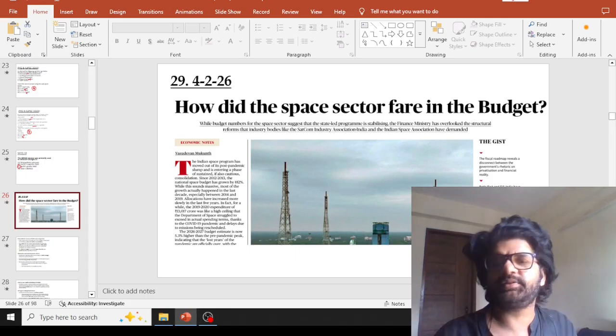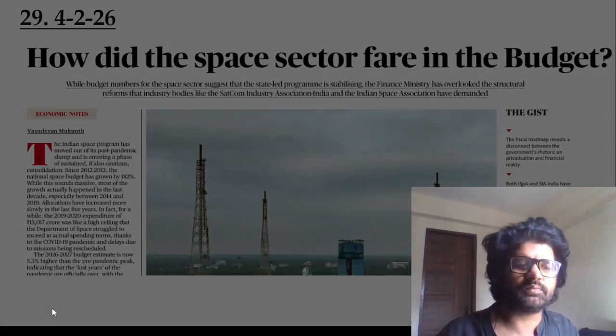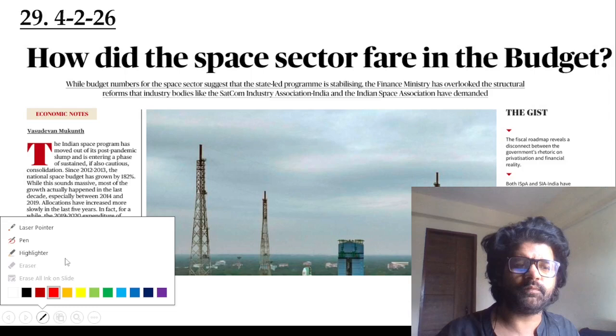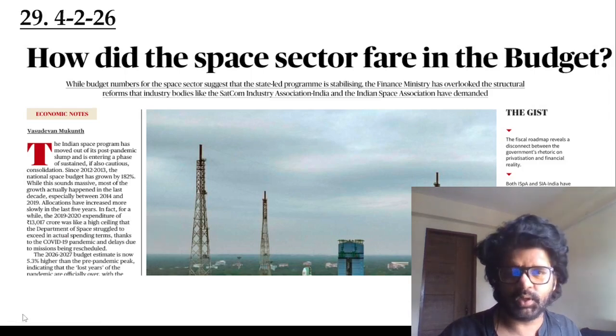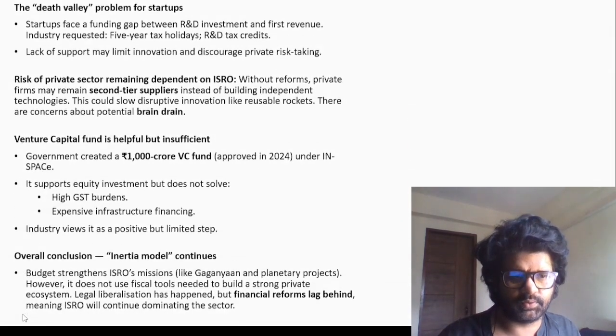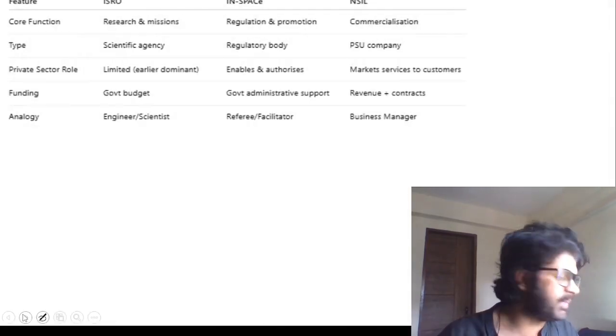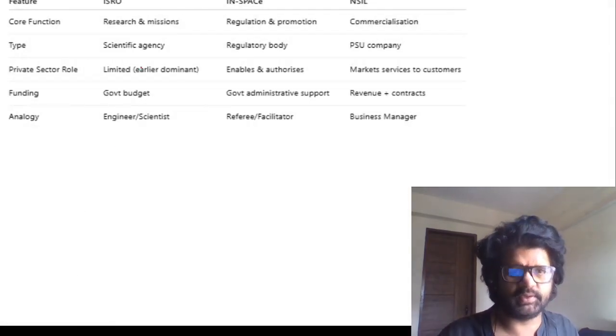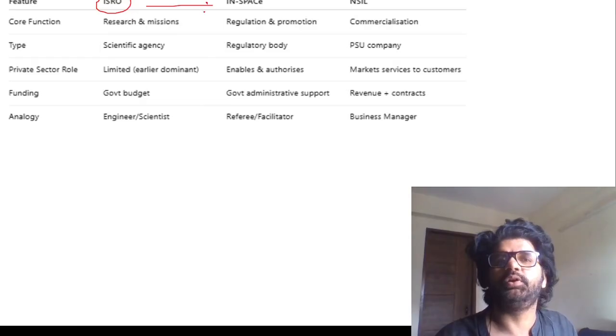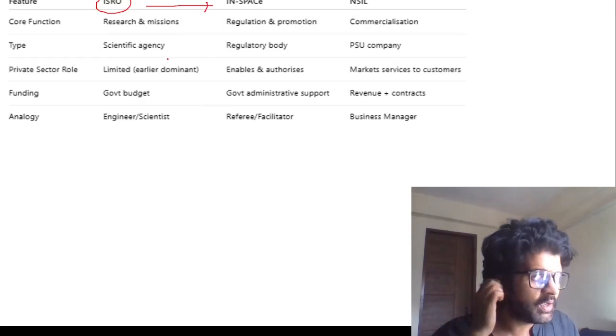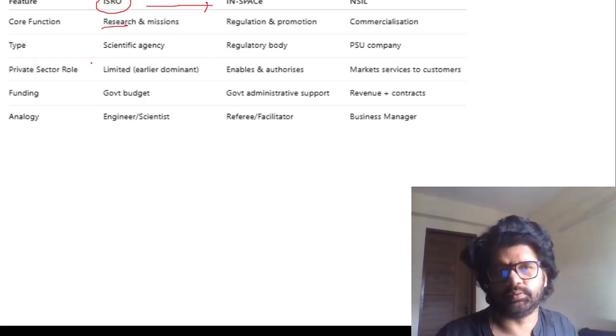So yes, space sector, they are saying that it's like the Indian government wants ISRO to do the bulk of the work, but we have allowed the private sector, but it's only on paper. Like you have these three organizations. Earlier you had only ISRO, then you created InSpace and NSIL, right? So what is ISRO doing? Research, and research is the work.